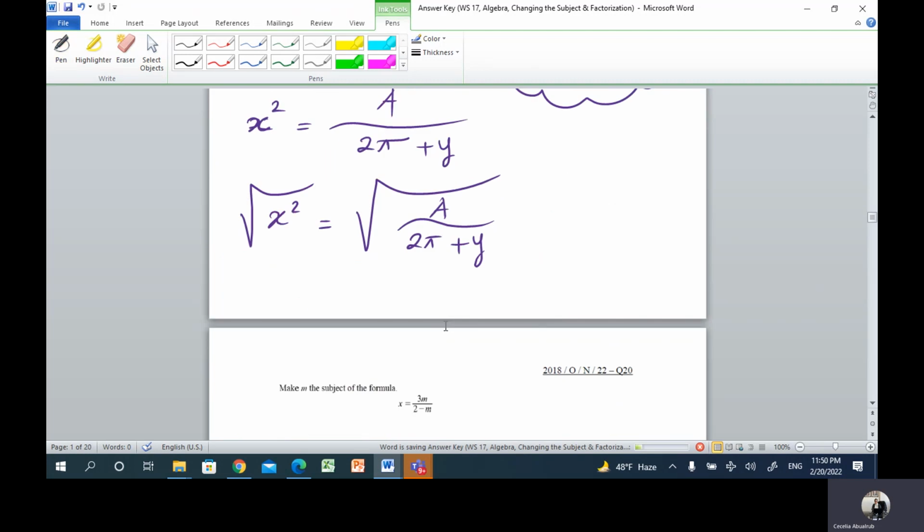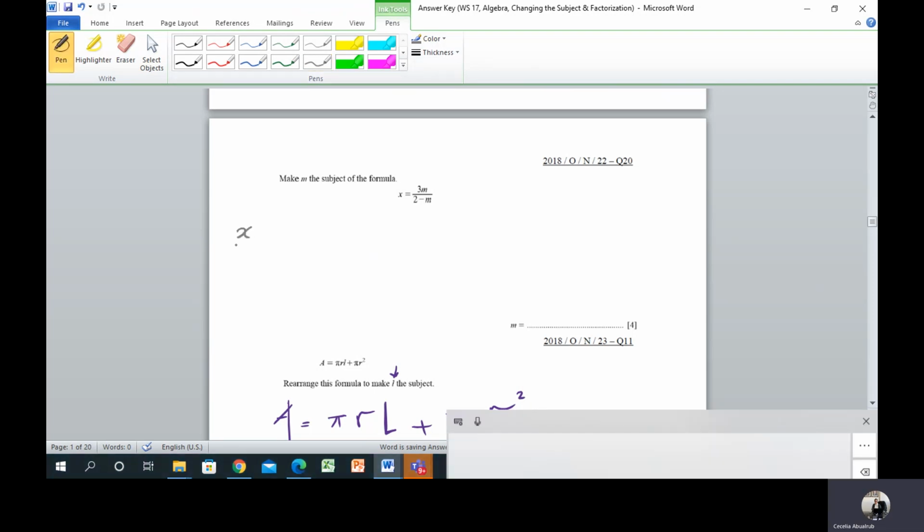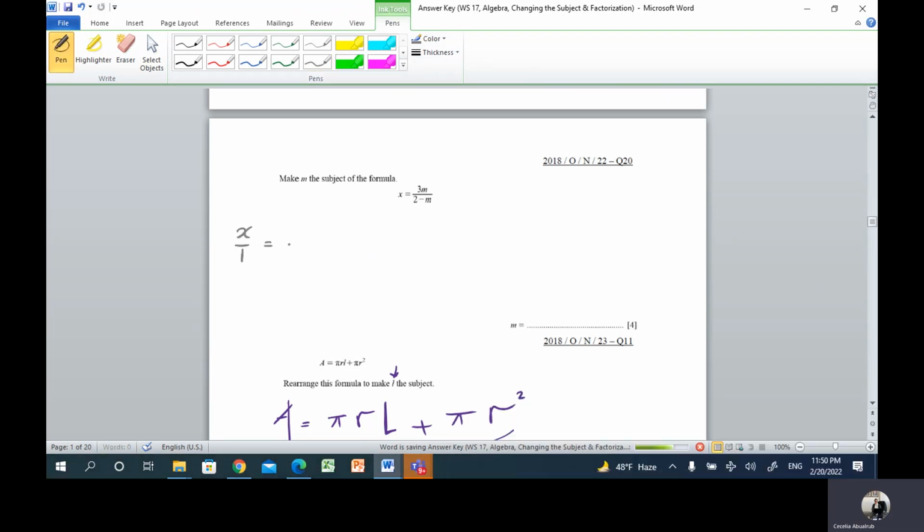Okay, now let's move to this one here. They want us to make M the subject. And once again, this one means x plus 1 is equal to 3m over 2 minus m. Let's cross multiply.